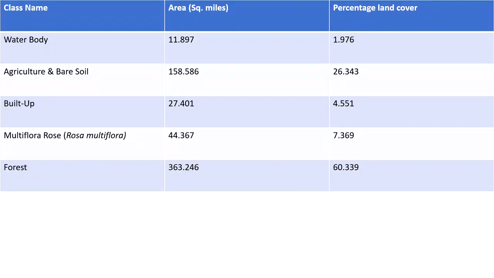And after that, I calculated how much area is covered by each land cover. Water body covers 11.8 square miles, which is 1.976%, agriculture and bare soil is 26%, and the built-up area is 4.5. And the multiflora rose is 7.369, and the forest is the majority. And we are now in southern Illinois, so we have more forest.